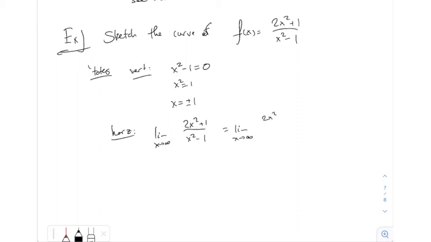2x squared over x squared plus 1 over x squared, over x squared over x squared minus 1 over x squared. The two guys on the end will become zeros, and the other ones, I believe I'm going to get 2 over 1, which is 2. All right?